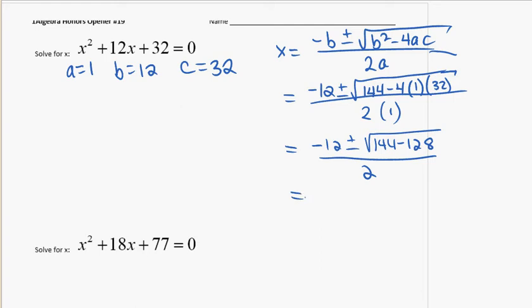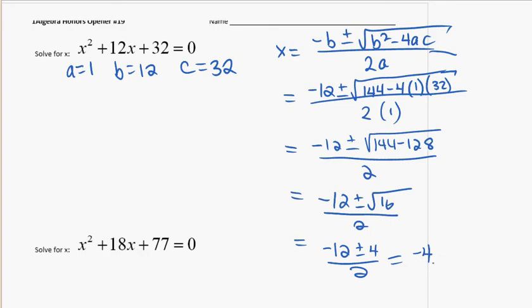Excuse me, 144 minus 128 is 16. So minus 12 plus and minus the square root of 16 over 2. We know the square root of 16 is 4, so we get negative 12 plus and minus 4 over 2, which can be simplified to two answers. Negative 12 plus 4 is negative 8 over 2 is negative 4, or negative 8, because negative 12 minus 4 is negative 16 over 2 is negative 8. So these are my two solutions, and you can move on with your life.